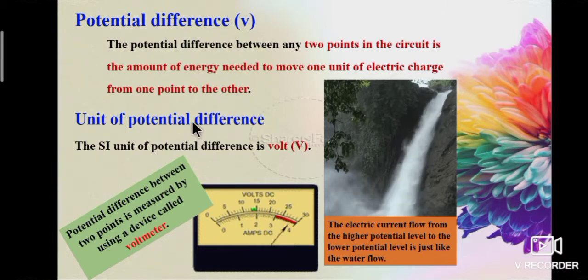Next, unit of potential difference. The SI unit of potential difference is volt. Potential difference between 2 points is measured by using a device called voltmeter.